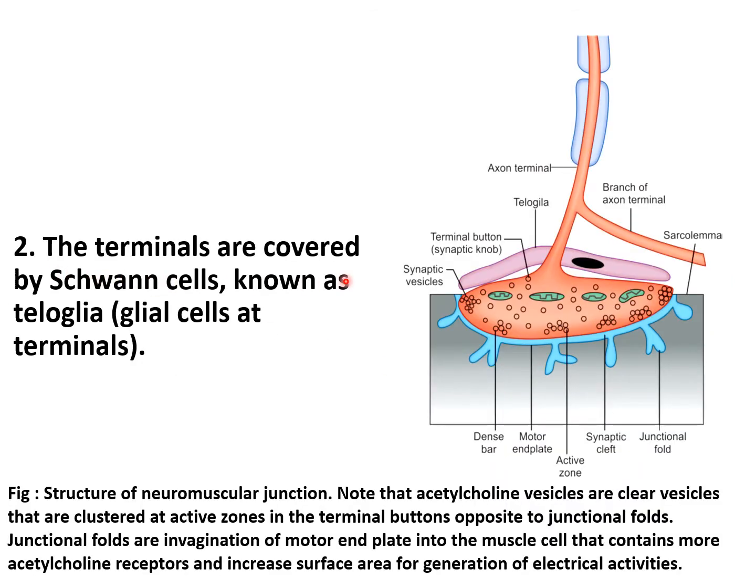Now, the axon terminals are covered by Schwann cells, known as teloglia. So this is teloglia. These are branches of the axon terminal, and this is the axon terminal covered by Schwann cells, which is known as teloglia.